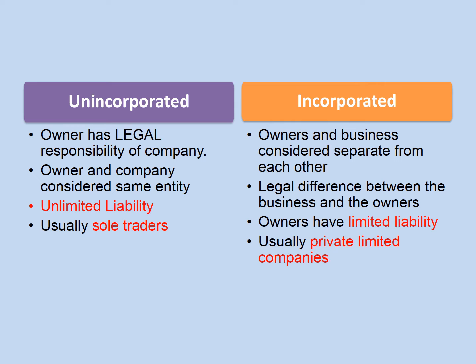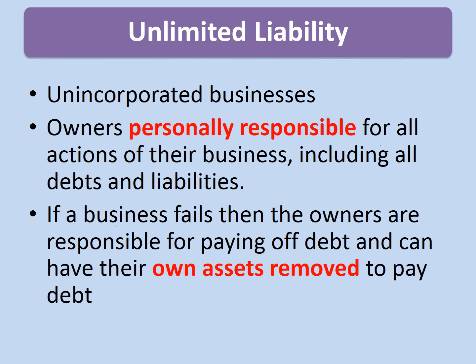Now incorporated is the opposite. So owners and businesses are considered separate from each other. They are legally separate entities. They are their own devices, if you like. So there are legal differences between owner and business, and then there is what we call limited liability, which means that if something did go wrong, the owners aren't necessarily going to lose any of their property or any of their assets. And these are usually private limited companies or public limited companies themselves.